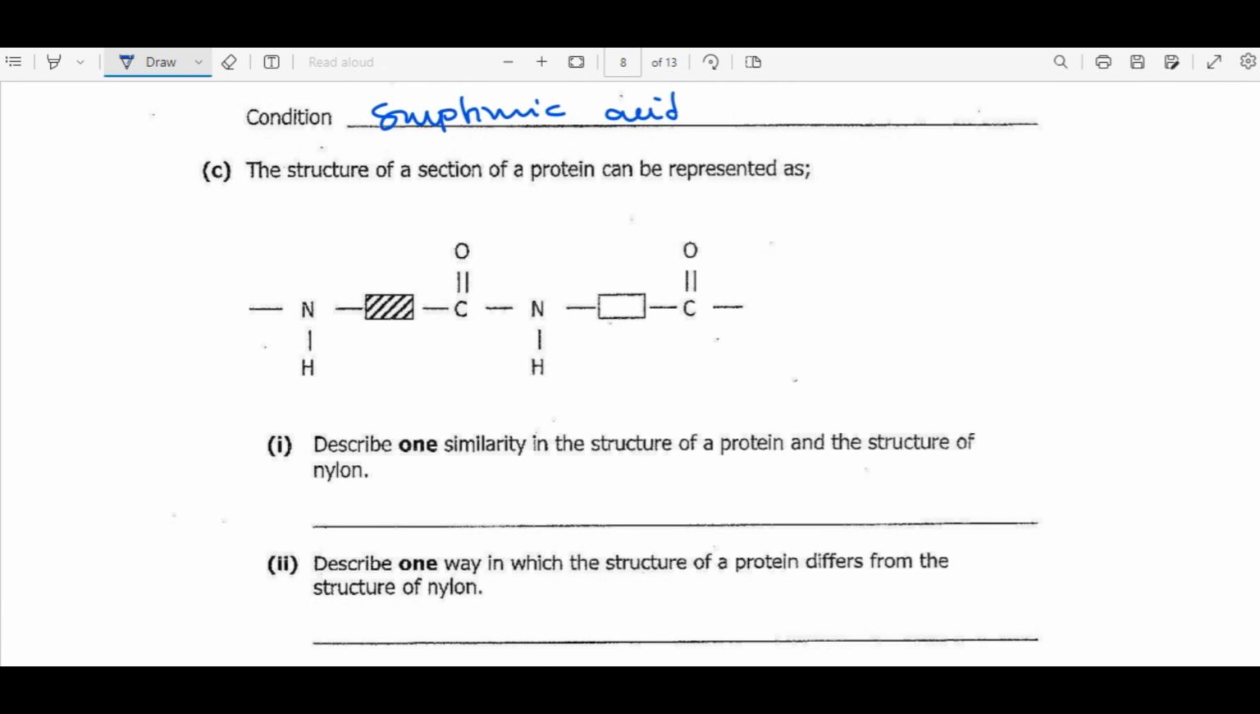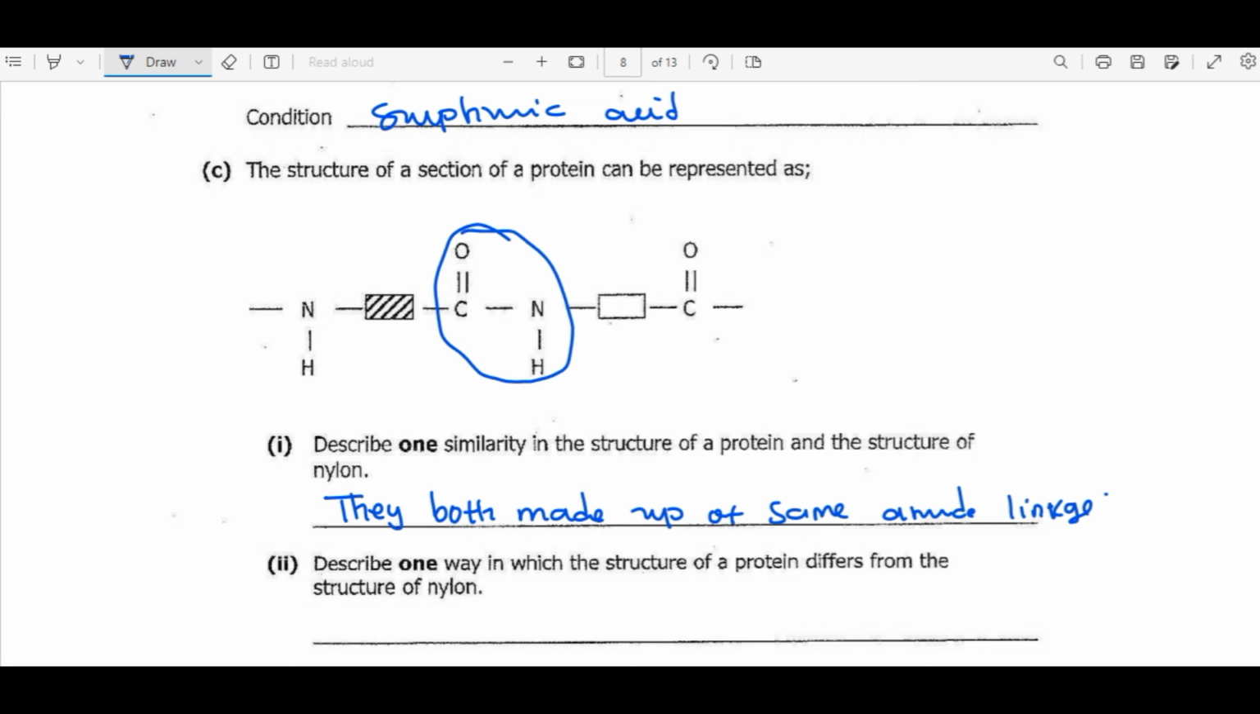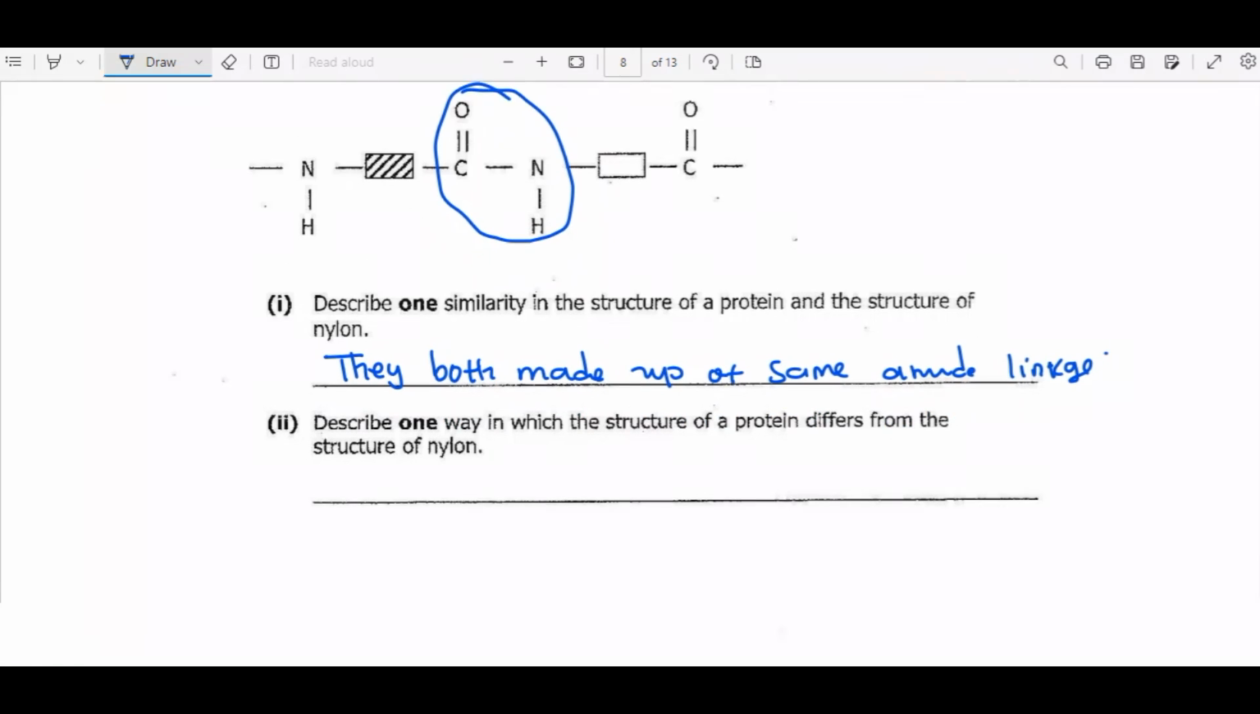Then describe one similarity in the structure of a protein and the structure of nylon. So say they both are made up of the same amide linkage. So this linkage is found in both the nylon and the protein.